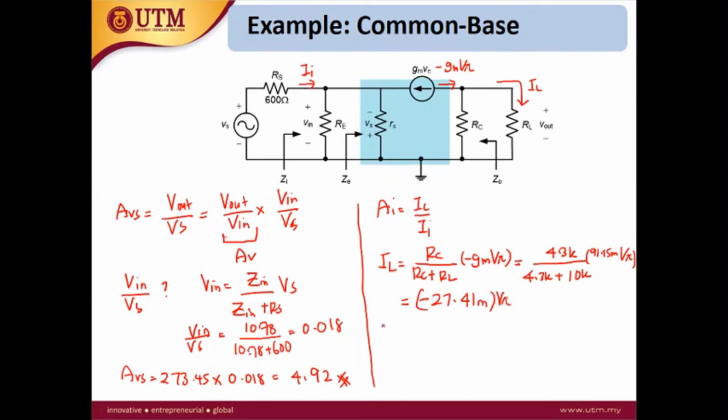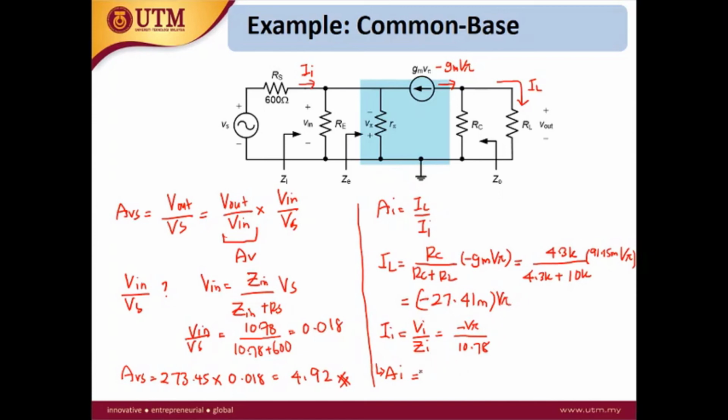This is IL. How about the II? Okay, for the II, you can use the input impedance. II is equal to VI over ZI. Okay, you know the VI is equal to negative V pi, and then the ZI is equal to 10.78. So from this II and IL, you get the AI. The AI is IL over II. When you divide this, the minus sign will be cancelled out, as well as the V pi.